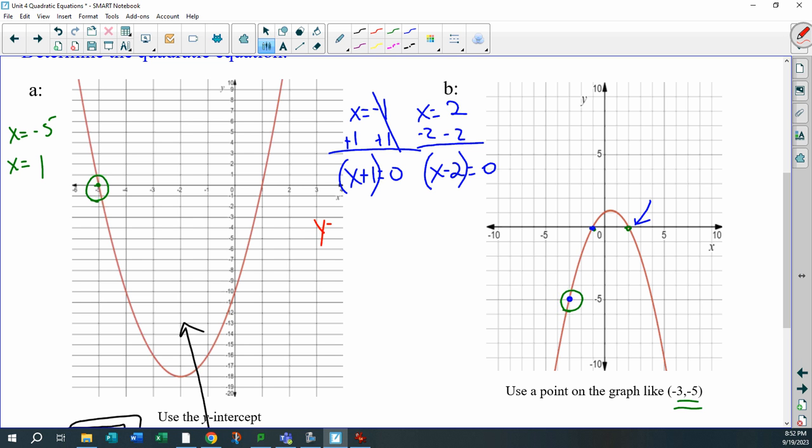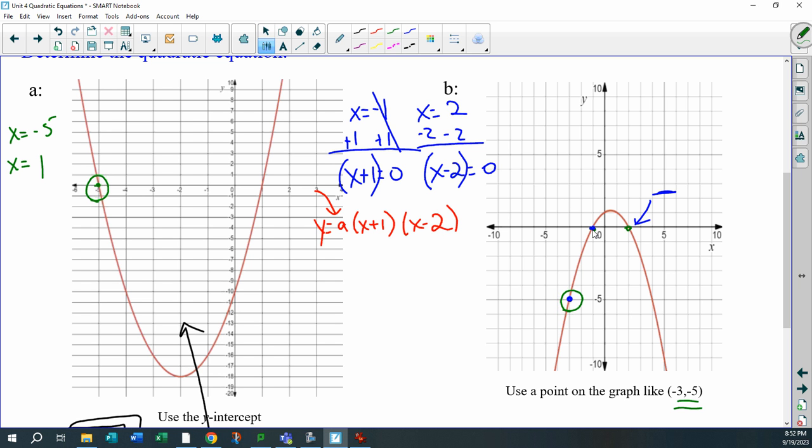Now, introduce this a value here. So y equals a, x plus 1, x minus 2. So we've got to figure out the a, this guy right here. So we know which way it's opening. Because look at this, this guy's opening down, which tells you your a is going to be negative. Aha! So let's go with this.